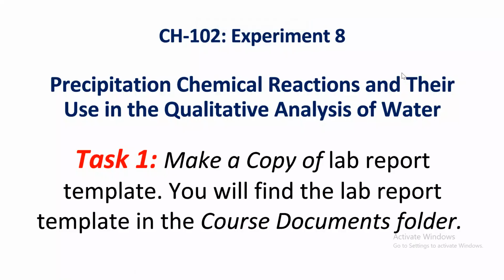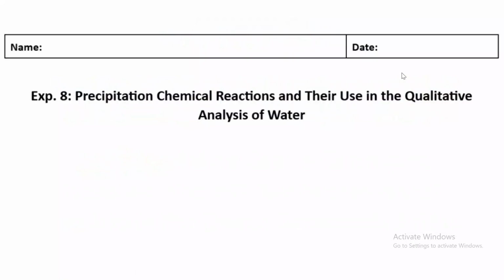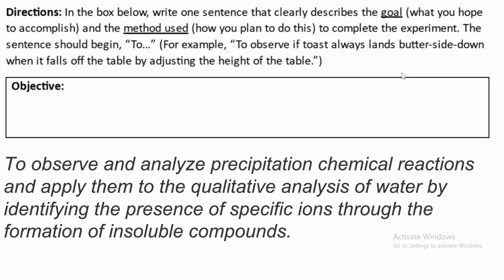So, the first thing you want to do is make a copy of our lab report template. You're going to find this in the course documents folder. Again, you can download the document and edit it, and then upload it as a Word doc or a PDF, or you can make a direct copy, write your responses, and submit it as is. When you open up your document, put your name on it and the date on which you complete experiment number 8.